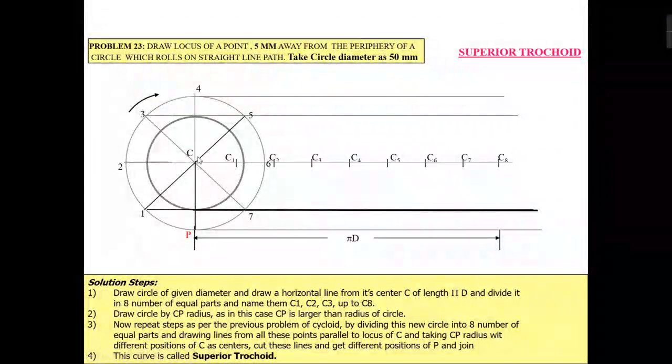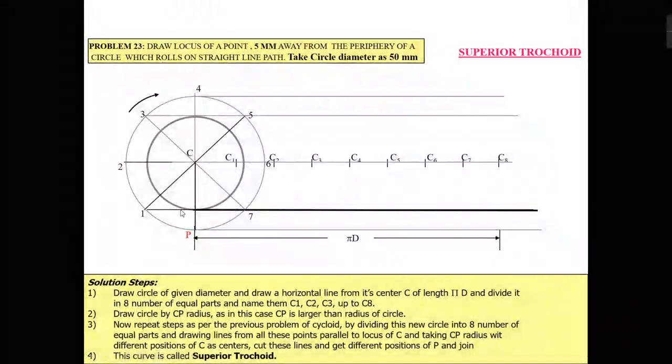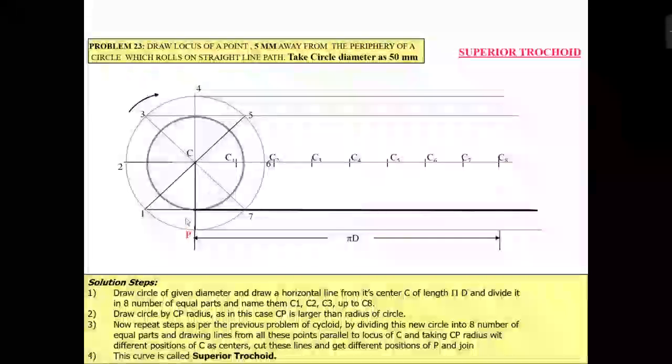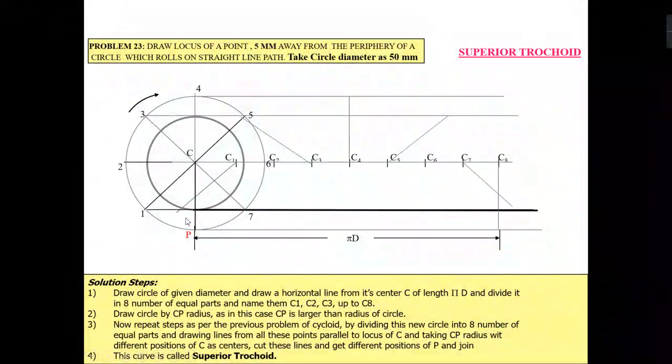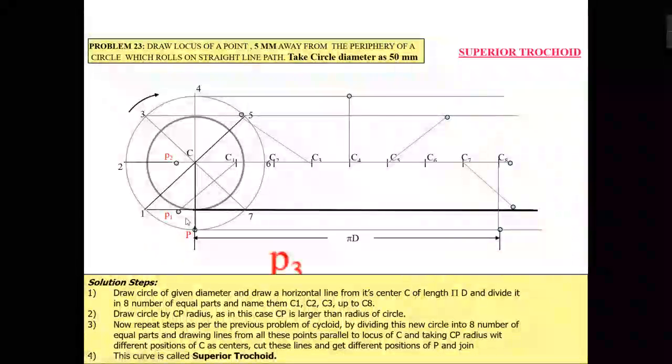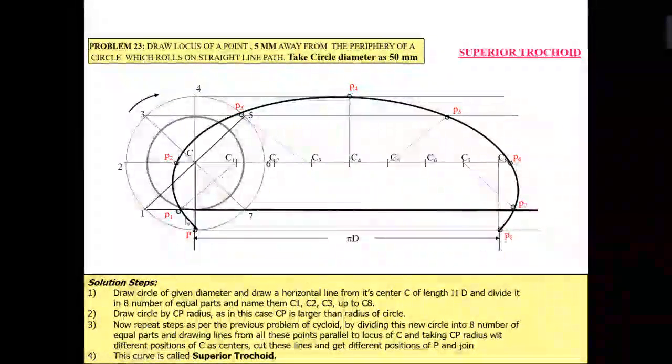And when the circle is moved from C to C1, I will take an arc length of 30 mm. Now it is 25 plus 5, 30 mm, and I will cut an arc on this horizontal line of 30 mm. In a similar way, I will cut all the points from all the circle center points, and you will get all the points. After that, I will join them with the help of a French curve. So this is your superior trochoid.